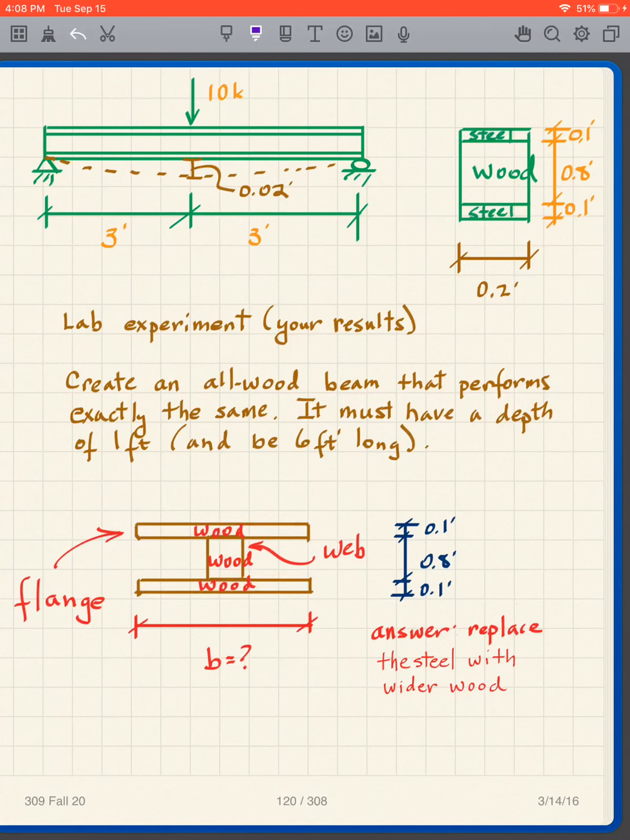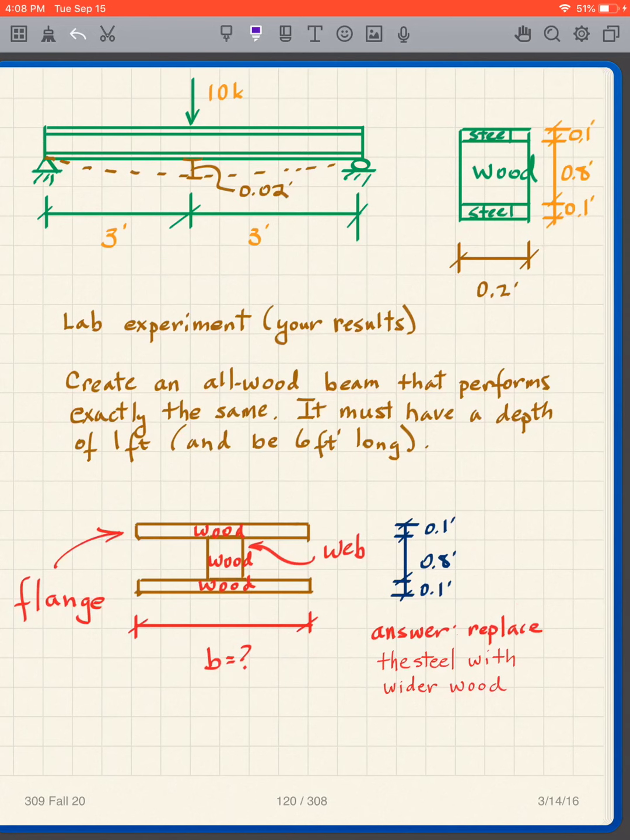Now, my question becomes, how wide do I have to make this? In other words, this could be your experiment. You start out and you put in some wood, test the beam to see if it performs well enough. If it doesn't, keep making it wider until it does. Now, why am I giving you this thought experiment?